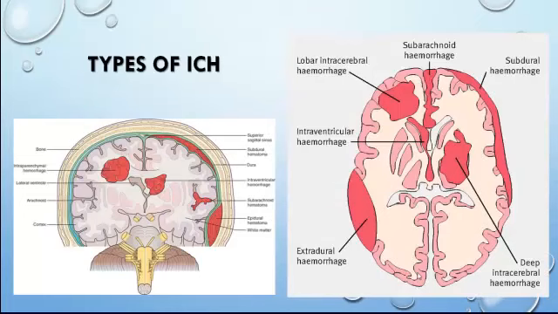Now, the types of intracranial hemorrhage are illustrated in these diagrams. As we can see, there is the subdural hematoma, the epidural hematoma, the intraventricular hemorrhage, and the intraparenchymal hemorrhage, and this diagram is very illustrative. Also, the intraventricular hemorrhage is present on the right side as we can see.